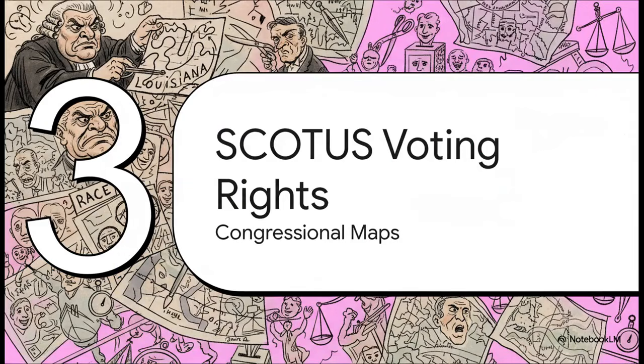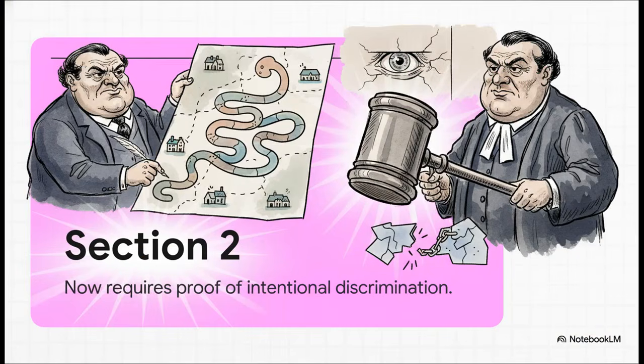All right, Section 3, the SCOTUS voting rights ruling and redrawing the congressional map. Analyzing a recent Supreme Court ruling regarding congressional redistricting in Louisiana, the show framed this as a monumental shift in how race is legally permitted to be used when drawing political maps.